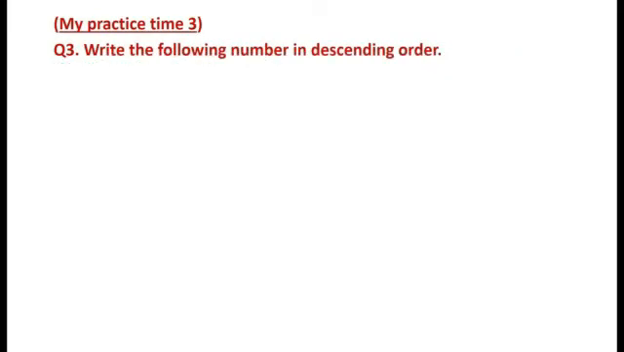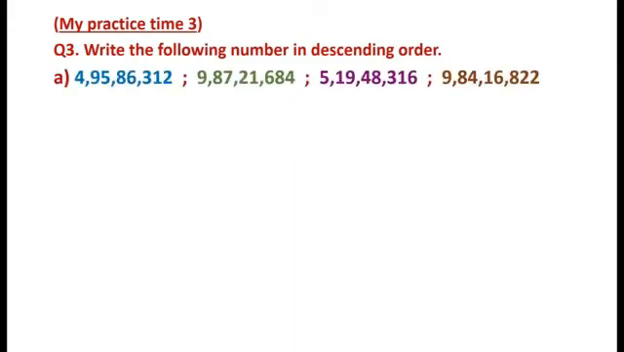So let us understand this also from the question of My Practice Time 3, question number 3. Write the following number in descending order. So again the numbers are given here. You can see here, first of all, for arranging in descending order we need to find the largest number. So we need to first of all count the number of digits in all these four numbers. So here you can see the number of digits is 8. Here also the number of digits is 8. Here also it is 8, and in the fourth one also the number of digits is 8.